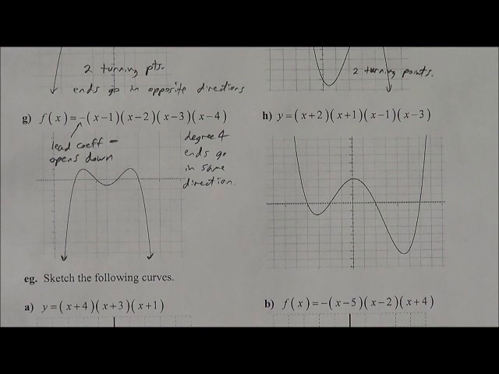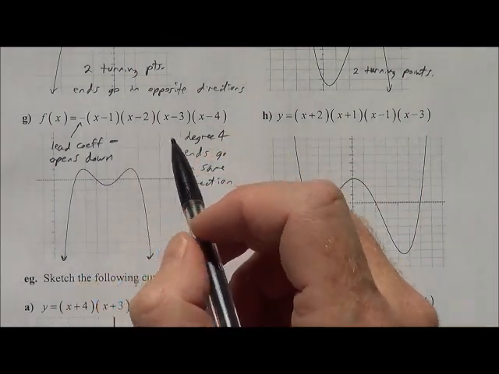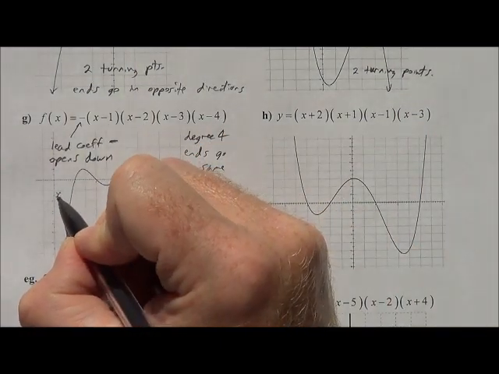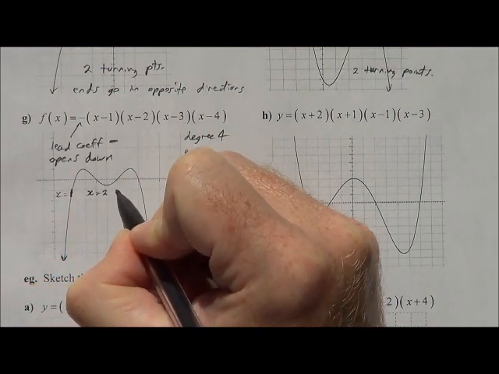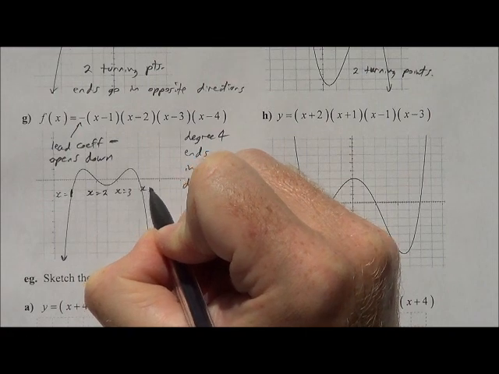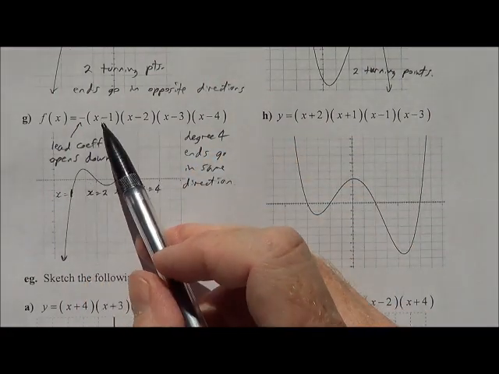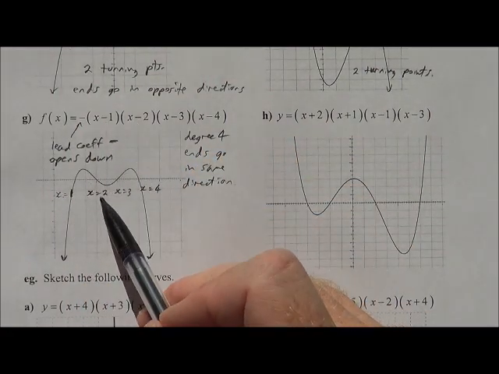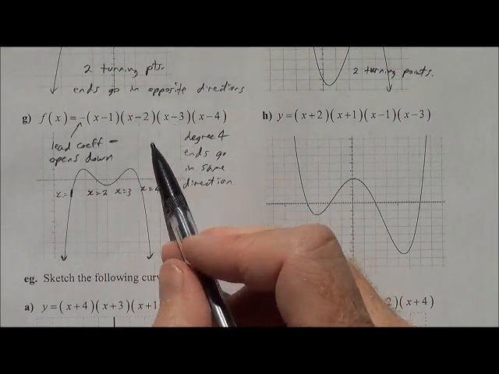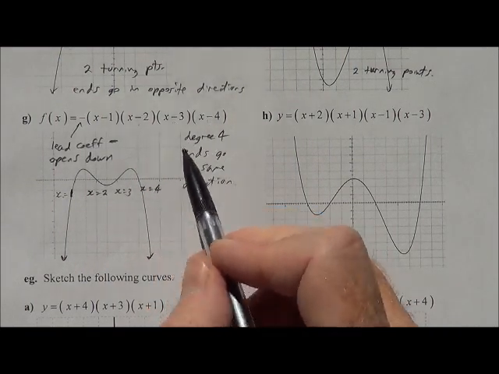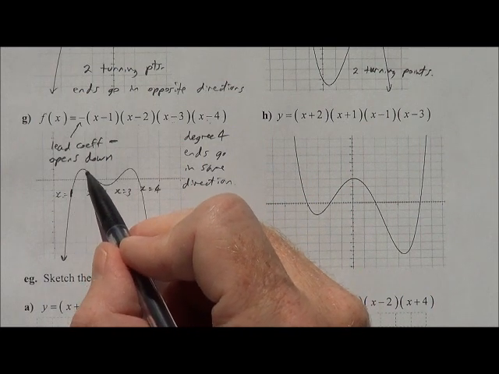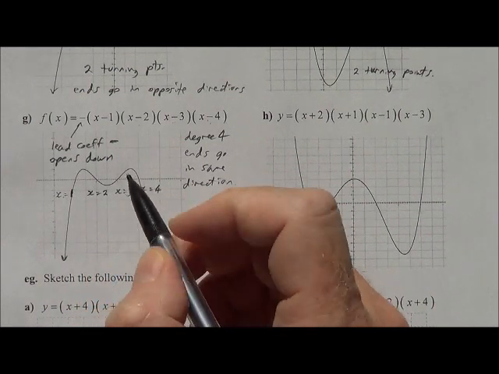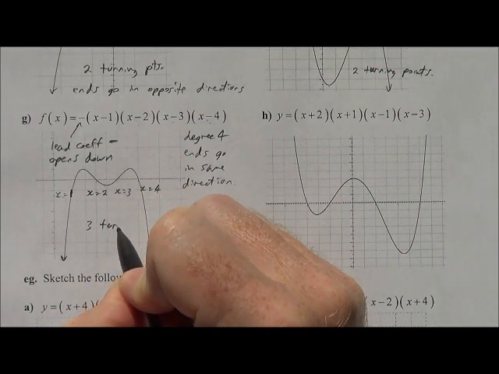And we take a look at the zeros. So we have zeros at x equals 1, x equals 2, x equals 3, and x equals 4, corresponding with the factors x minus 1, x minus 2, x minus 3, and x minus 4. And we see also changes from increasing to decreasing to increasing to decreasing. There are three turning points.